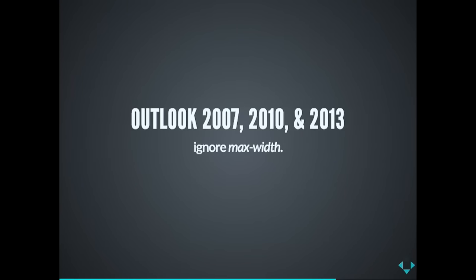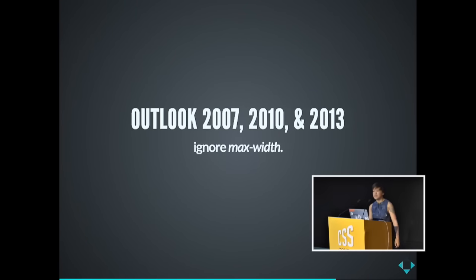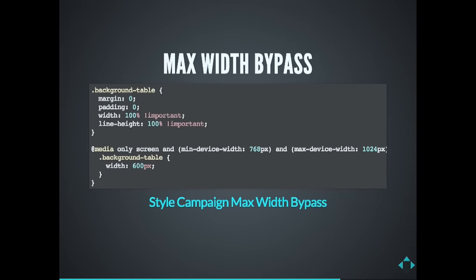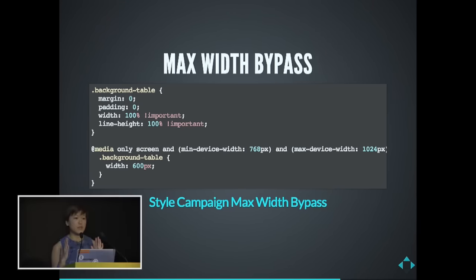Another thing is that Outlook 2007, 2010, and 2013 don't support max width. So what you'll want to do here is use a max width bypass. What you do is you set a fluid layout as your baseline. So you'll set that to be your width 100%, so that all use cases use that 100%. But for larger screens, then you'll set the width to be a fixed width instead of using max width.